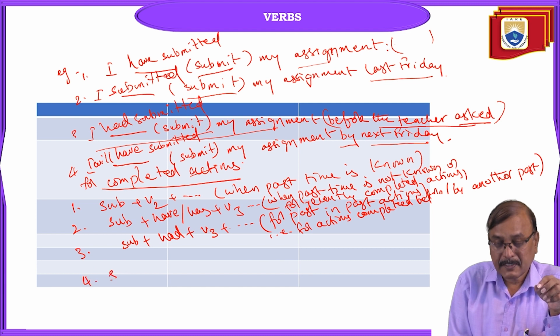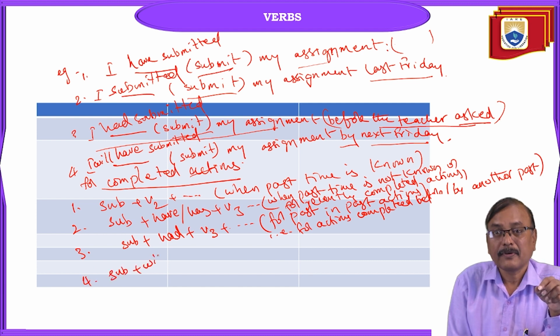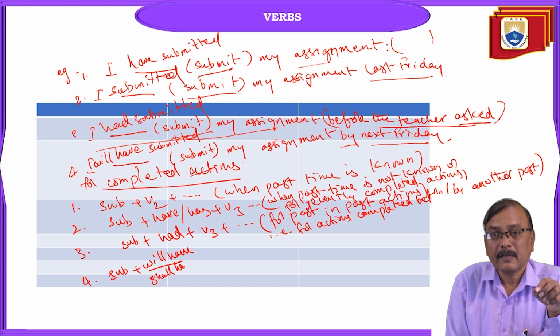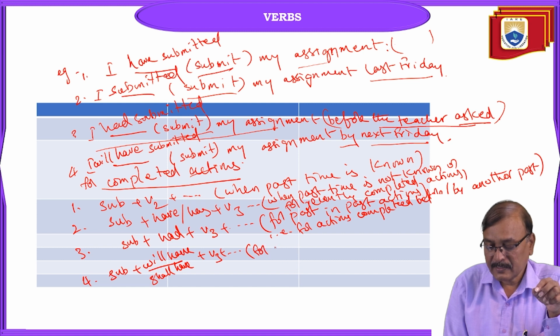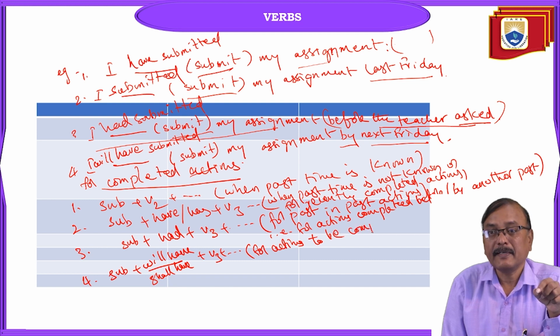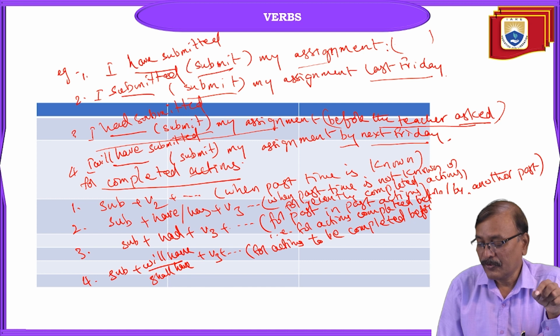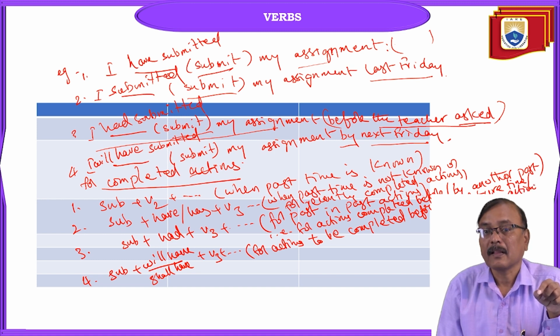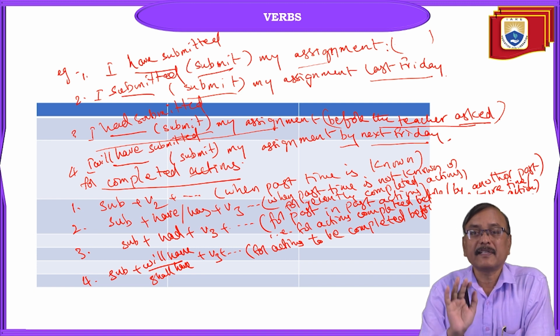Next, subject plus will have or shall have, plus V3, for actions to be completed before or by future time or future action. So you remember these here.